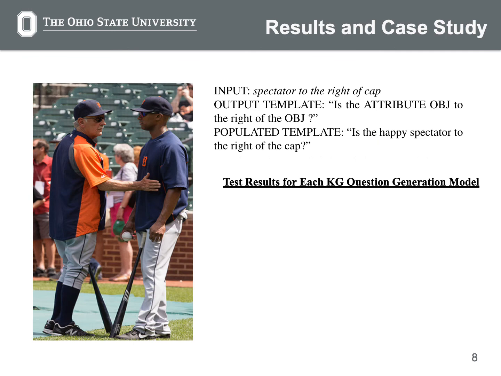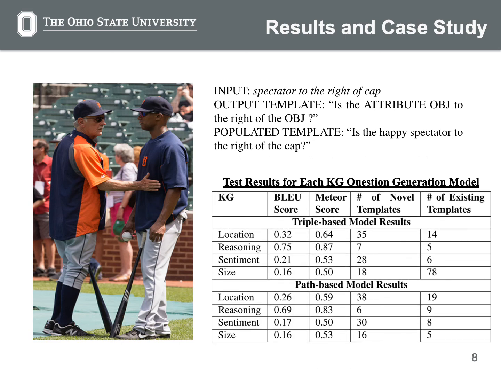Here we present the results of one of our question generation models. We provide one example from our test set. We share the input triple and the generated and populated templates. The table presents the results of our question generation model in terms of their BLEU and METEOR scores. These are commonly used metrics used to evaluate natural language generation frameworks. We also share the number of novel question templates we are able to generate that do not exist in the training data.